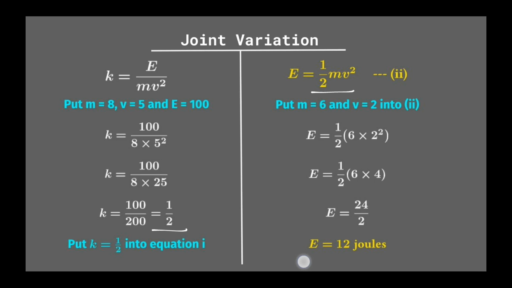So what I'm going to do next is to put these values and find my E. And that's very straightforward. I'm going to say E equals half times 6 times 2 squared. So when you do that, you're going to have E is 1 over 2 bracket 6 times 4. And finally, E is 24 over 2. E is 12 joules. So the energy when the mass is 6 kilograms and the velocity is 2 meters per second is 12 joules. So that's a very good illustration of joint variation.